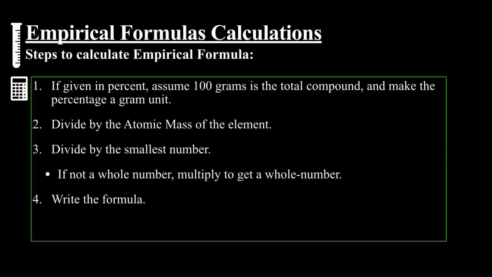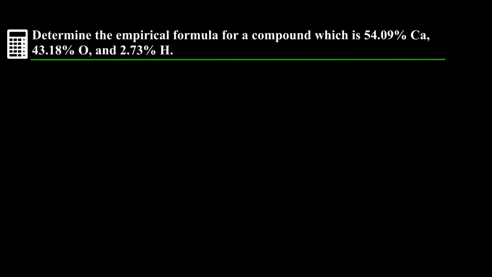First, let's go through some steps on how we calculate them before we look at examples. First, if you're given a percent, you're going to assume it's out of 100 grams. That way you can make your percentage into gram units. Then we'll divide by the atomic mass, not atomic number, but atomic mass of the element. We'll divide by the smallest number. If it doesn't give you whole numbers, you'll have to multiply to get a whole number. I have a whole table for you in an upcoming slide. Last, write the formula.